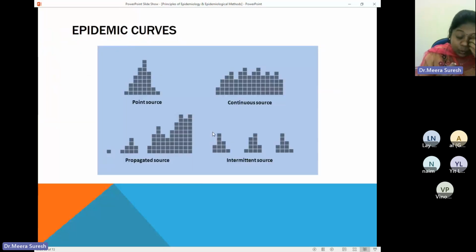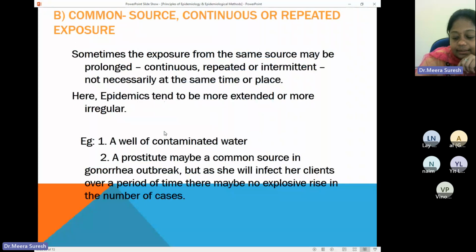When we study some disease, we actually know whether it's a point source or common source. But if it is a new disease like COVID-19, the epidemiologists might have plotted when the cases are appearing, and then they classify which epidemic curve it belongs to. So this will be the point source. The trend, you can see, will be crossing this way. I hope you can see. Which means there is an increase and decrease.